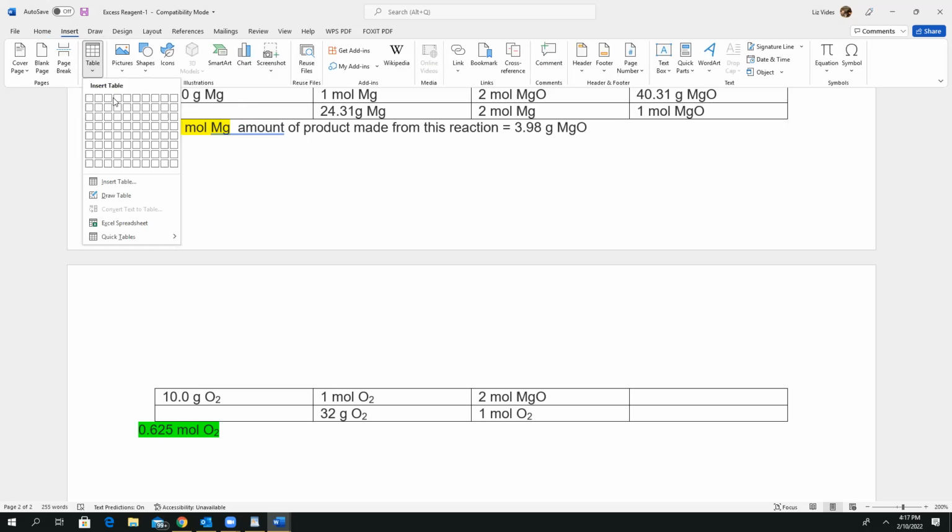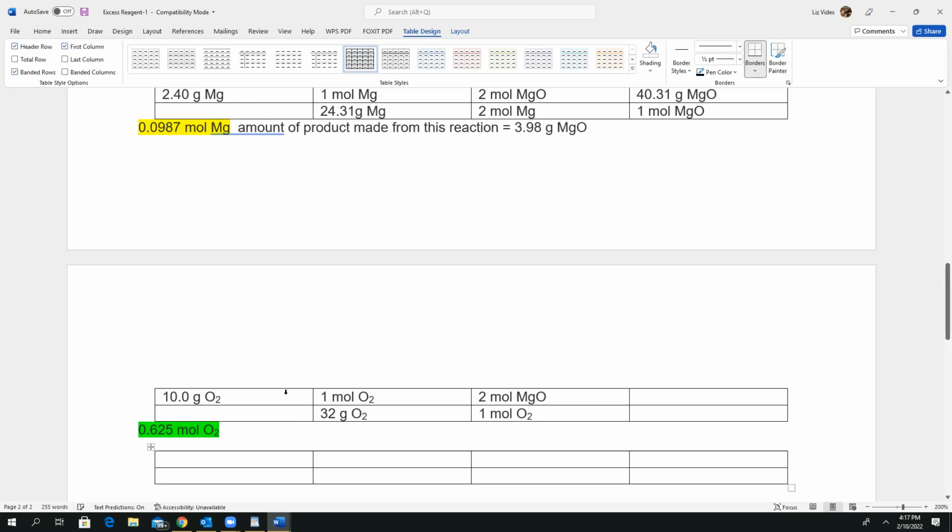Let me put a table in. Okay, so the first one would be to take the 2.40 grams of magnesium and figure out 1 mole. See, everything is the same except for here. We're going to have to change it.